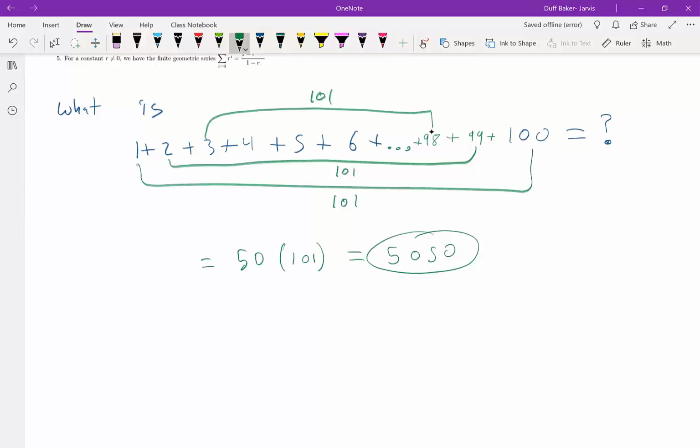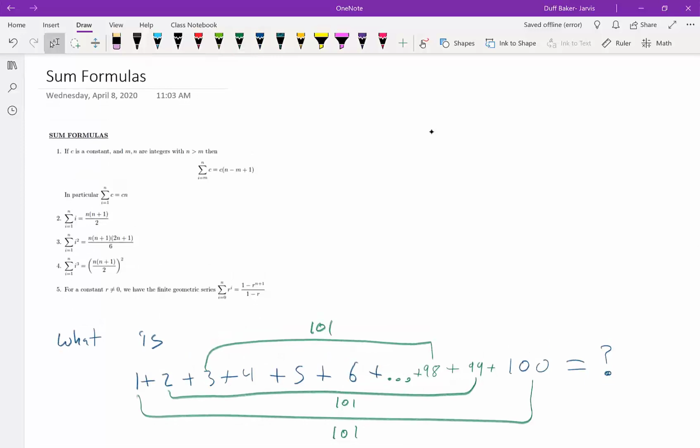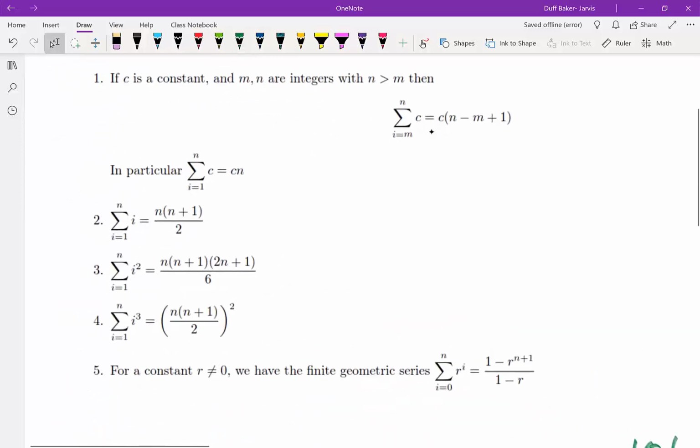Right? So not too bad if you think about it that way, right? And so, yeah, this is what we would call a summation formula. So what we just proved, or well, we saw the idea behind the proof at least, is the idea behind number 2.